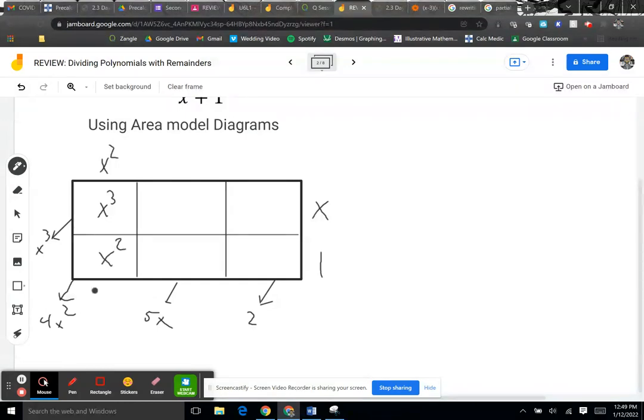And now we do a little reverse thinking. This section plus this section should equal what comes out of the diagonal, 4x squared. So that makes this need to be 3x squared, because 3x squared plus x squared is 4x squared. And then we repeat this process. What times x is 3x squared? Well, 3x works because 3x times x is 3x squared. Then we multiply again, 3x times 1 gives us 3x.